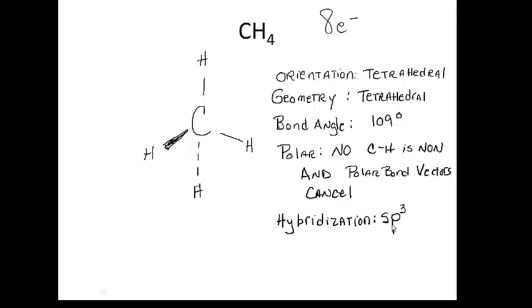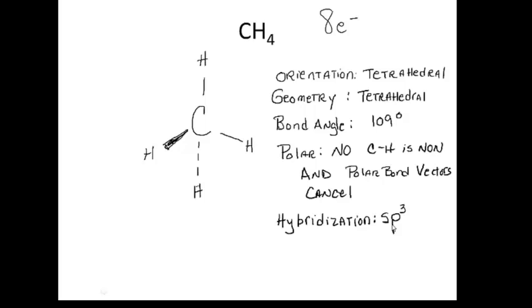Alright, so here is the methane molecule. 8 valence electrons. Carbon is the central atom. I've depicted it slightly different than normal. The wedge indicates coming out of the plane of the paper, and the dashed line indicates going back from the plane of the paper. So I kind of drew it 3D.